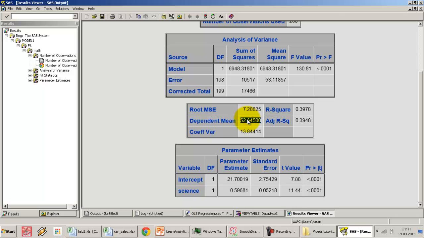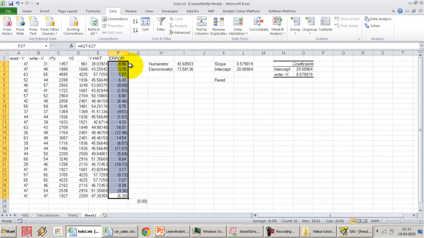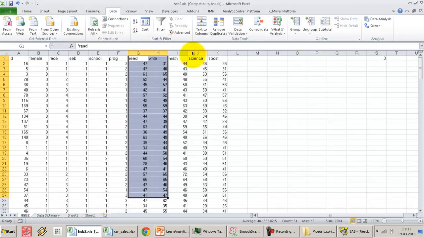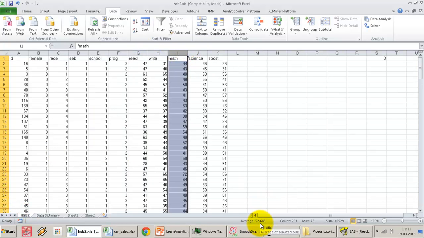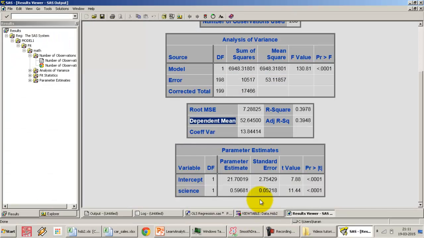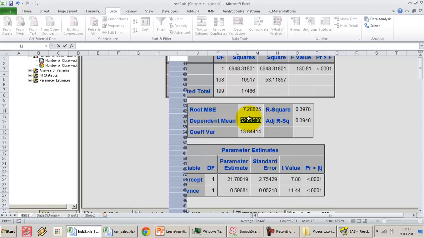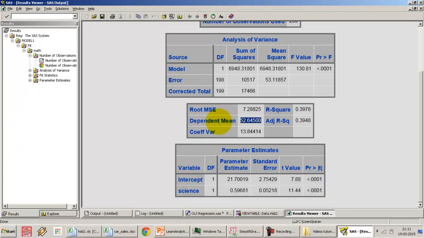The dependent mean is nothing but the mean of the dependent variable. In this case, it's maths. So if I look at math in my original data set and I look at the mean, I get 52.645, and that's what the dependent mean over here also means. So the mean of math, or the mean of the dependent variable, is 52.645. Now the next goodness of fit measure that we get is the coefficient of variation. The coefficient of variation is nothing but the root mean square error divided by the dependent mean. So if I divide 7.2 by 52.64, I'll get the coefficient of variation.